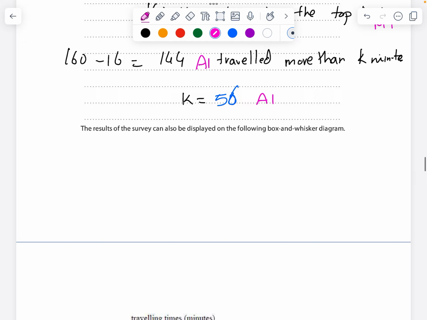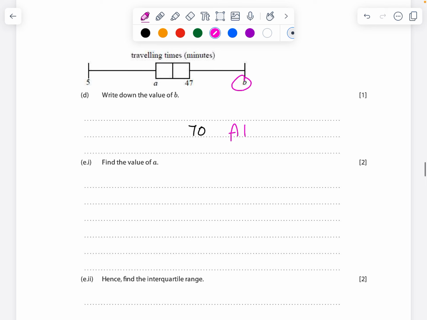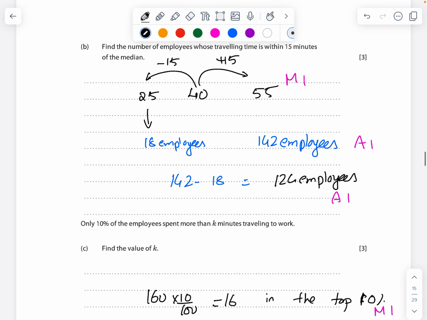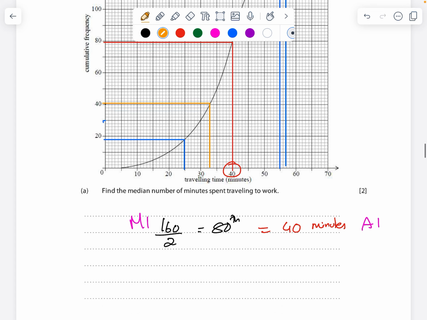The results can also be displayed on the following box and whisker plot. Write down the value of B. B is the maximum, maximum is 70. So directly get it out, A1. Find the value of A. So A is the lower quartile, 160 by 4, which is 40 employees. From 40, draw the line and hit the graph, drop it down. So it's going to be 33.